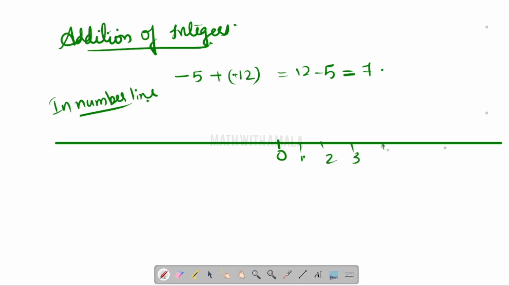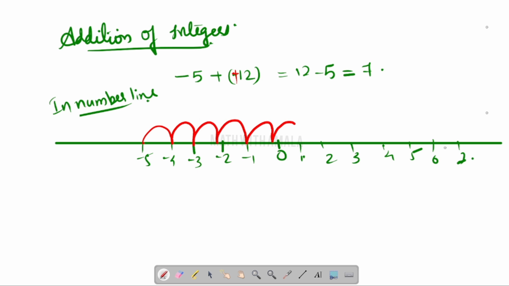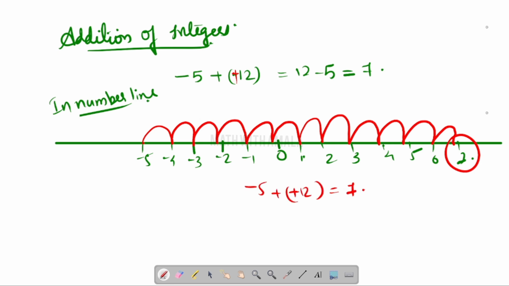You can see that 0 is the middle of the number line, and you have positives towards the right and negatives towards the left. Here we have to take the positive 12. Before that, let's take minus 5. Minus 5, and add 12 units to it, you will reach 7. So minus 5 plus 12 is equal to positive 7.